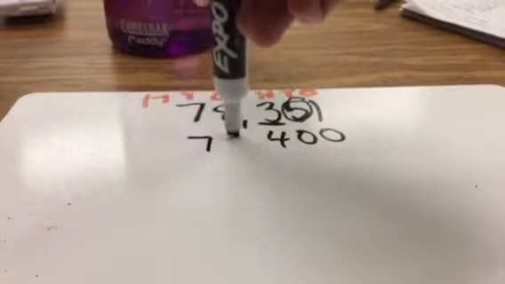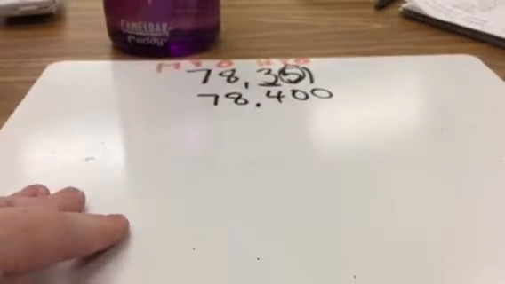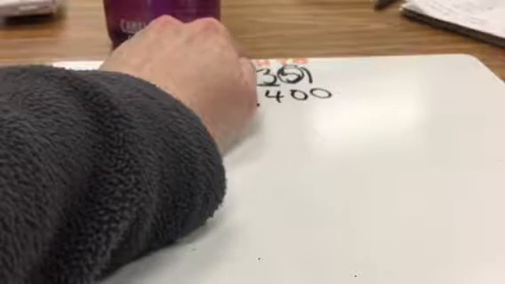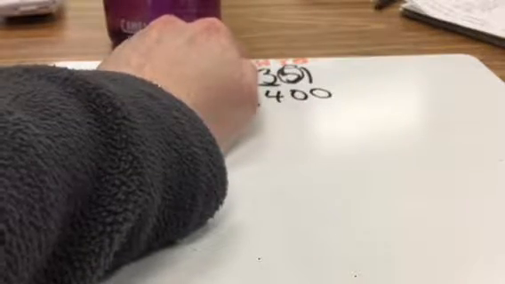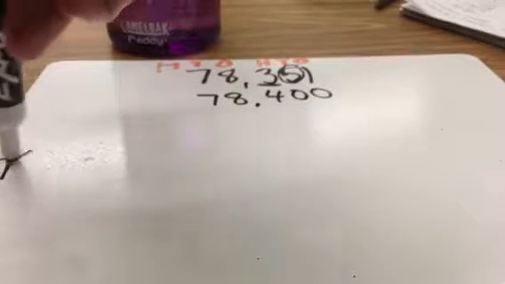But remember, I have to put my 78 back on. Even though that doesn't matter when I'm rounding, I'm really looking at the 351. Is 351 closer to 300 or 400? I still have to put that 78,000 part back on.